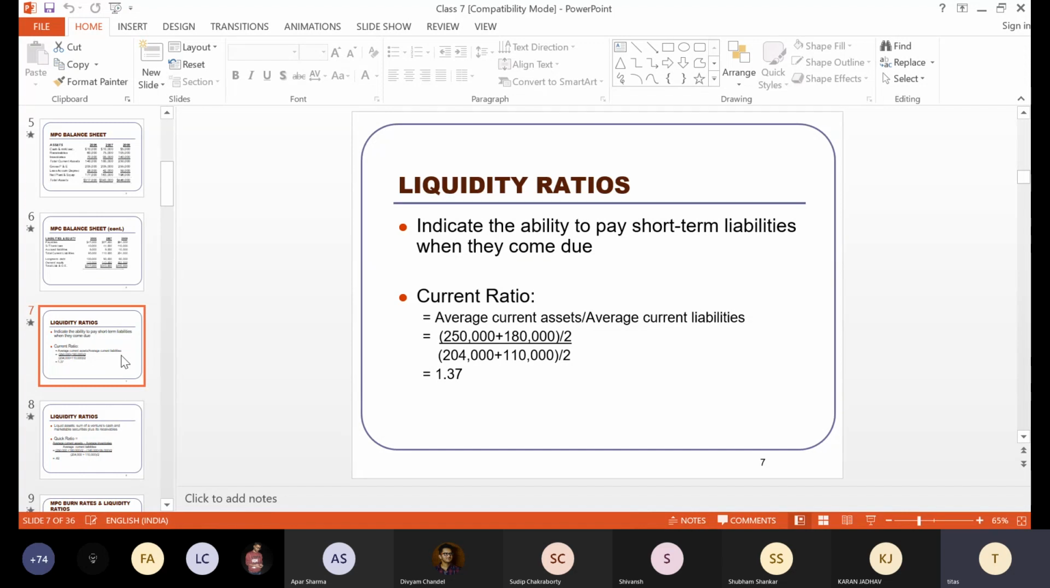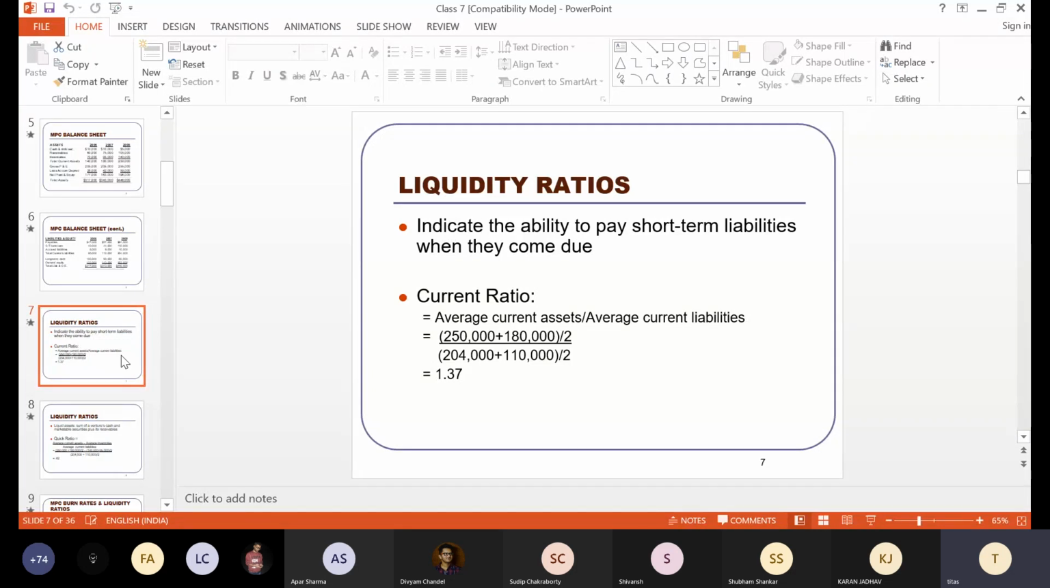Now here why is it average? Because this particular company is in a rapid growth stage. Since it's a growth stage, the beginning balance and ending balance might have a huge difference because it is growing. The figures will not show a very small difference. Over one year also, there may be a huge increase. So to comment on the status of liquidity, it is better to go for the average. Otherwise, if you compare this year's with last year's, maybe it will give you a wrong picture.